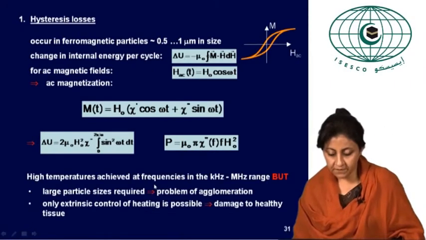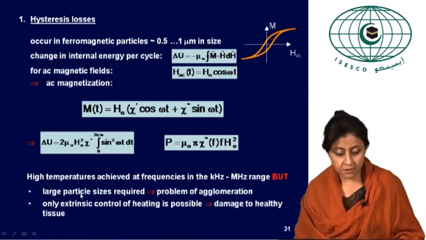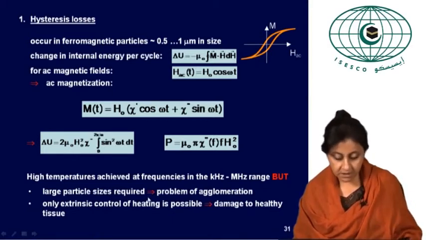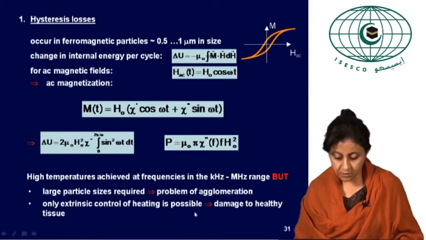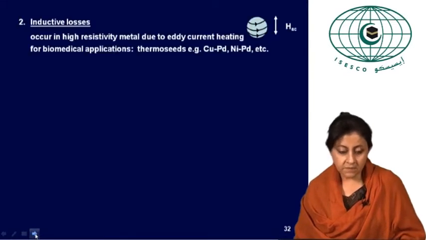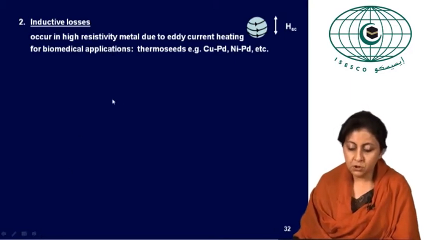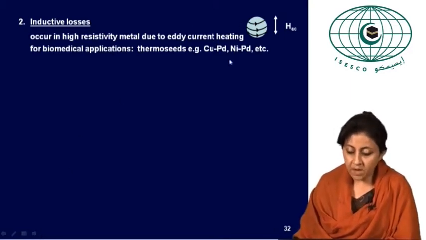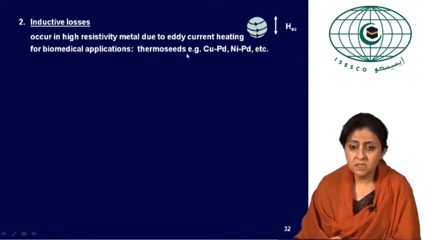High temperatures are achieved at frequencies in the kilohertz to megahertz range, but for hysteresis losses you need large particle sizes, which produces the problem of agglomeration. Only extrinsic control of heating is possible, which can cause damage to healthy tissue. Inductive losses occur in high resistivity metals due to eddy current heating. For biomedical applications, about 20 years or so ago, thermoseeds were used.